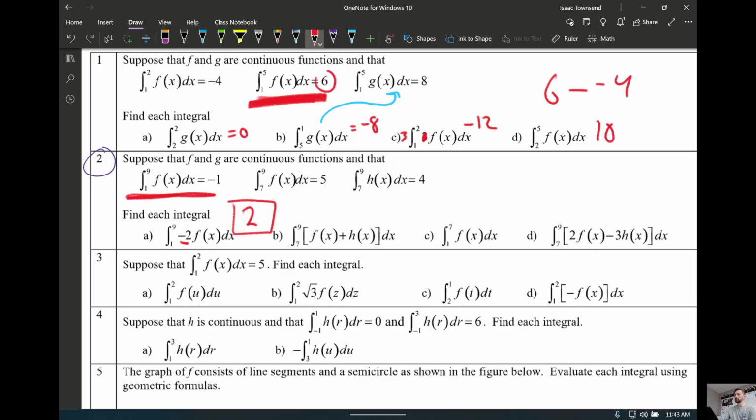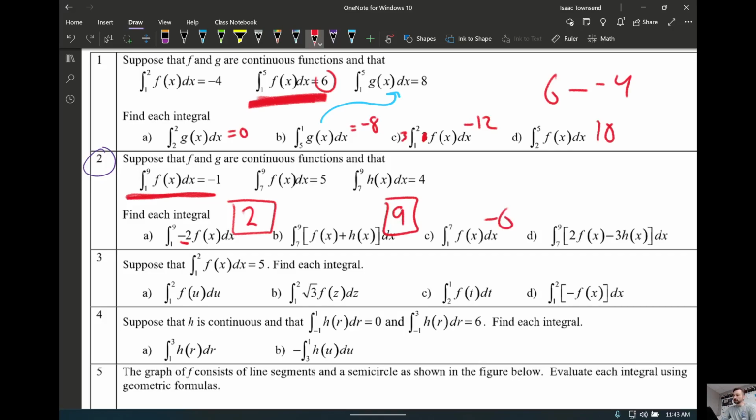Go for it. 9. Okay, I agree, 9. So more than one term, just do them separately. This was 5, this was 4, add them up, you end up with 9. Sounds good? C? -6. Okay, I also agree with that.